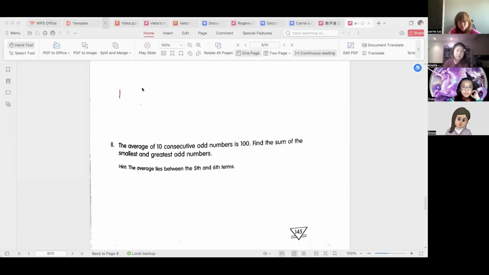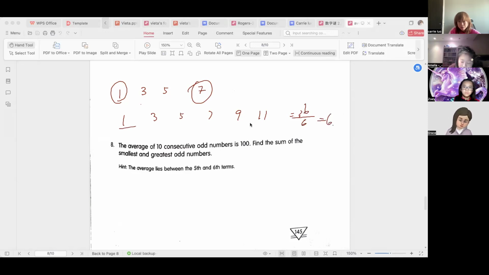Okay, so I'm going to just use 1, 3, 5, 7 again as an example, okay? If you take a look at this one, the average is always the biggest one and the smallest one divided by 2, correct? So I can just use 1, 3, 5, 7, 9 and 11 as an example. So you add all together, equals 36, and 36 divided by 6 equals 6. So it's always the last one and the first one added together and divided by 2. So if the average of 10 consecutive odd numbers is 100, what is the sum? 100 times 2 equals 200, and you're done. Get it, Zoe? Very quick, okay?